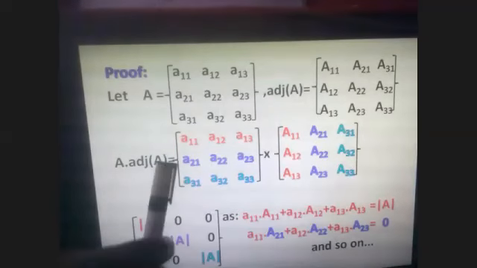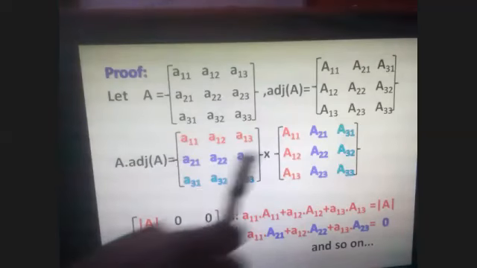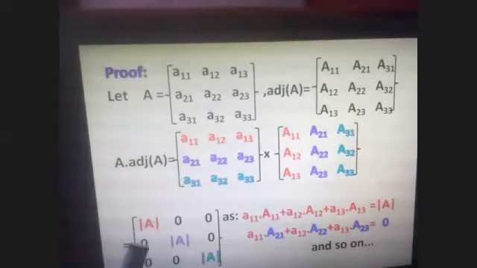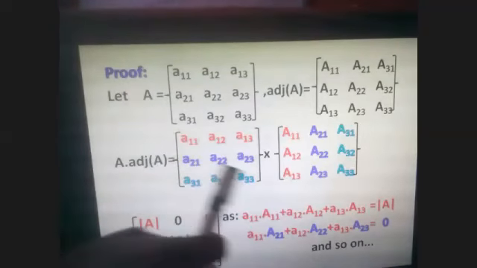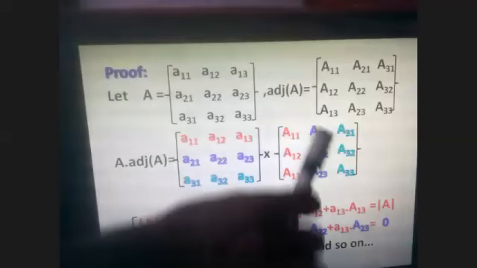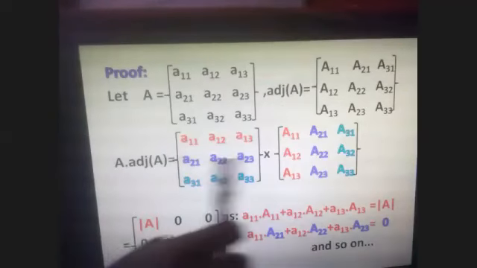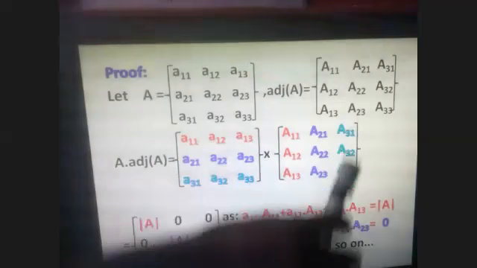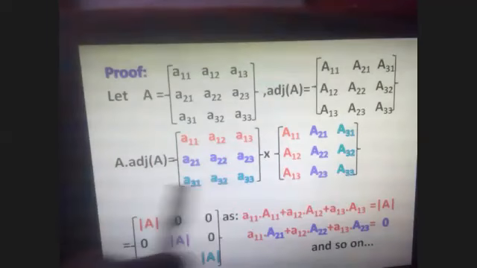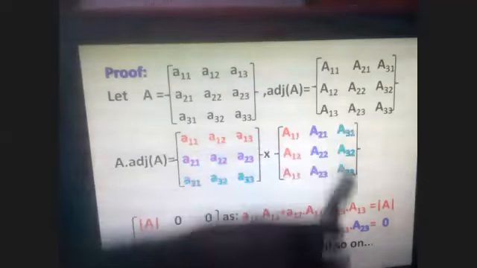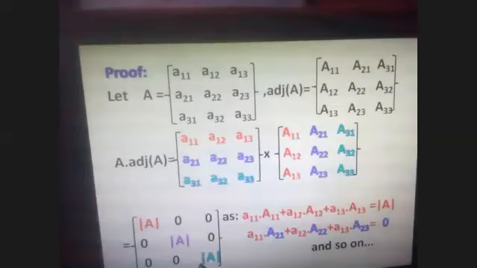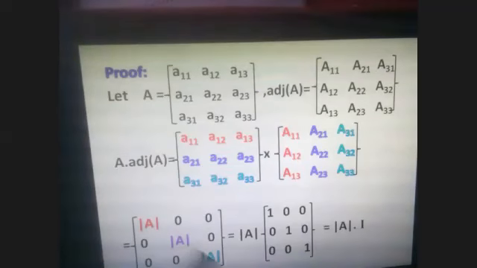When it comes to second row, elements of second row with the cofactor of first row, that is again 0. Elements of second row with the cofactor of second row, that is the determinant of A. Further, second row and cofactors of third row, that is 0. When it comes to third row, elements of third row, cofactor of third row is determinant of A, the remaining 0. And hence that is equal to determinant A taken out, in the matrix 1 0 0 0 1 0 0 0 1. That is determinant A into identity matrix.